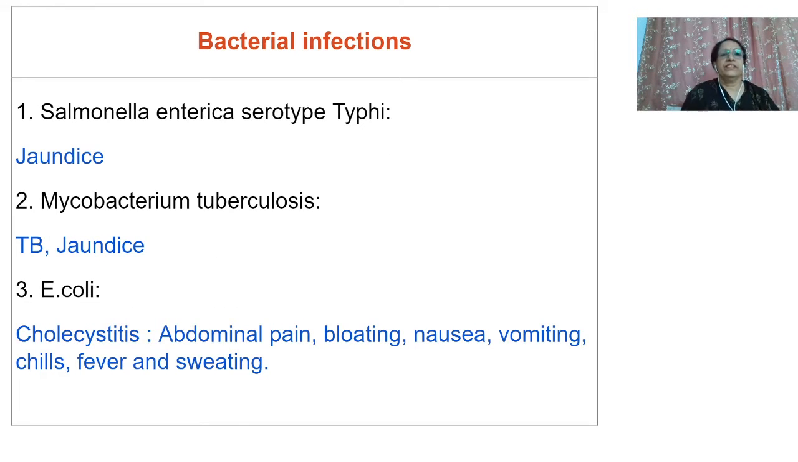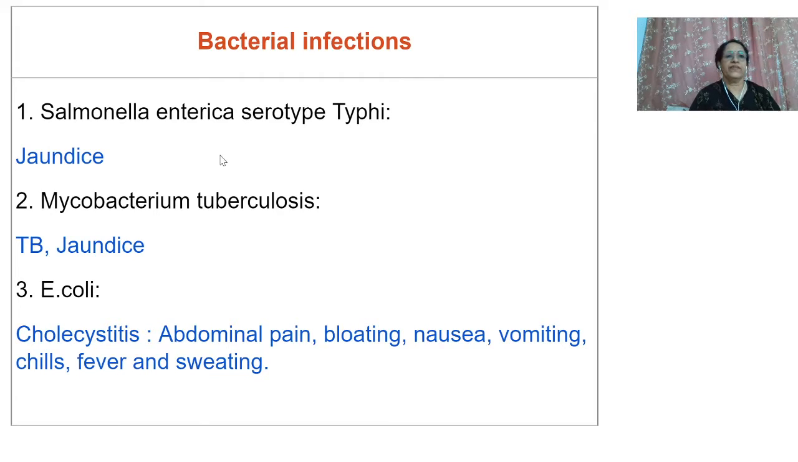Now, we'll see in detail about bacterial infections of the liver. Now, the first disease is by the Salmonella typhi group of microorganisms. In this, we have to consider Salmonella typhi, Salmonella paratyphi A, Salmonella paratyphi B. Here the symptoms are all related to jaundice. That is, there is a loss of appetite, nausea, vomiting, as well as accumulation of bilirubin beneath the skin. You can see yellowing of the skin.